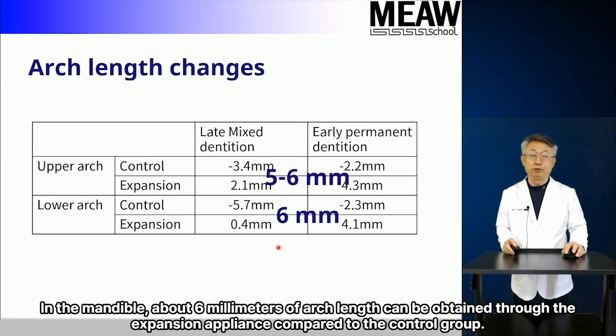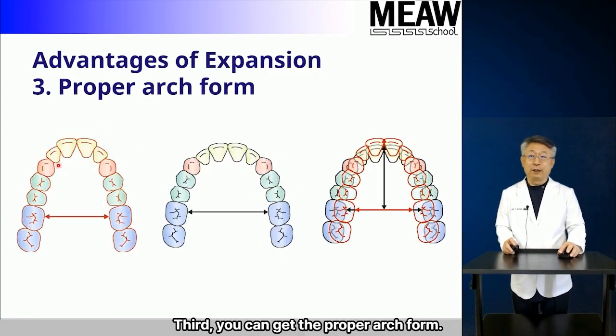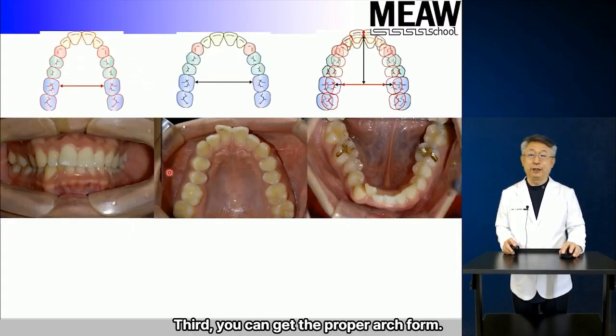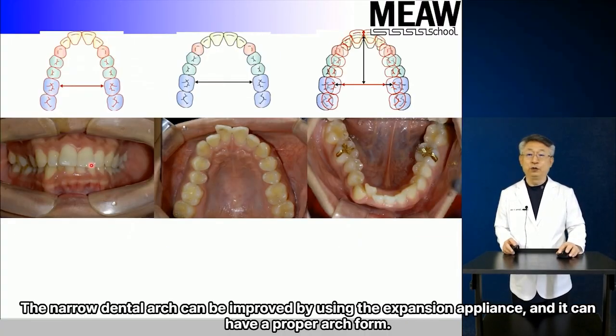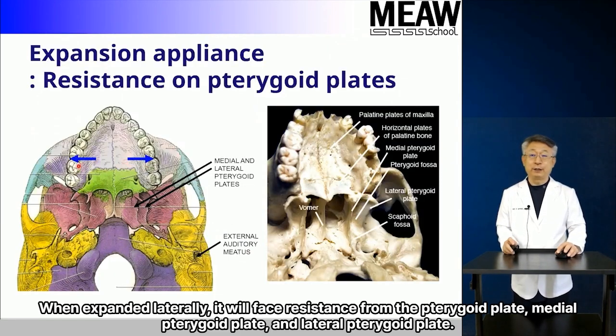In the mandible, about 6 mm of arch length can be obtained through the expansion appliance compared to the control group. Third, you can get the proper arch form. The narrow dental arch can be improved by using the expansion appliance, and it can have a proper arch form. When expanded laterally, it will face resistance from the pterygoid plate, medial pterygoid plate, and lateral pterygoid plate.